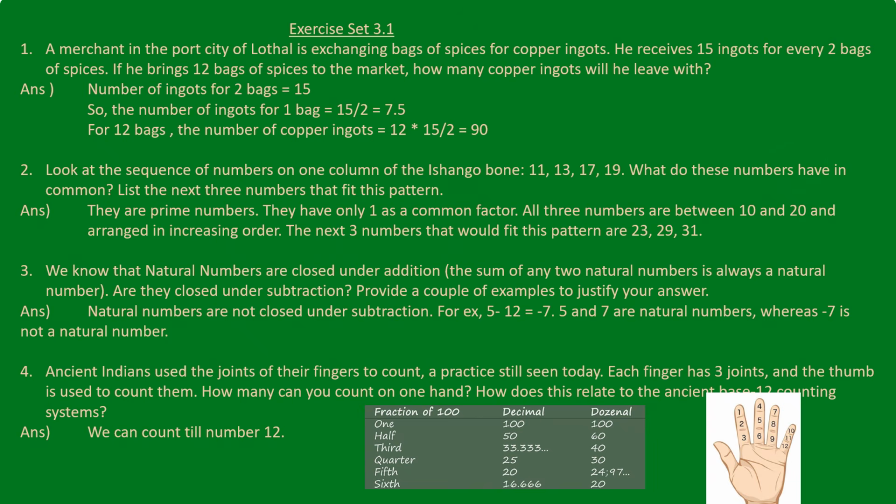Exercise 3.1, sum number 1. A merchant in the port city of Lothal is exchanging bags of spices for copper ingots. He receives 15 ingots for every 2 bags of spices. So how much is he getting? For every 2 bags, it is 15 ingots. Since the number is 2, we can very well find out the value of 1 bag. So it is nothing but 15 divided by 2, which is 7.5.